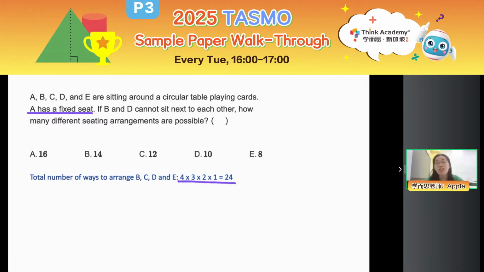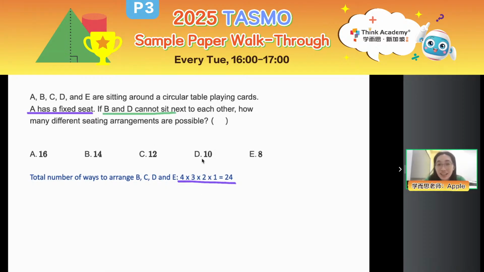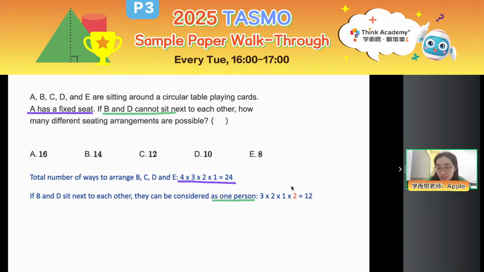But can we just say, okay, the final answer is 24? No, 24 is not even in the option, right? Well, another special condition is B and D cannot sit next to each other. So what about B and D just sit next to each other? If B and D sit next to each other, maybe you can just group B and D, right? And then consider them as one person. So now you see that if they sit together, actually we will get 3 times 2 times 1.